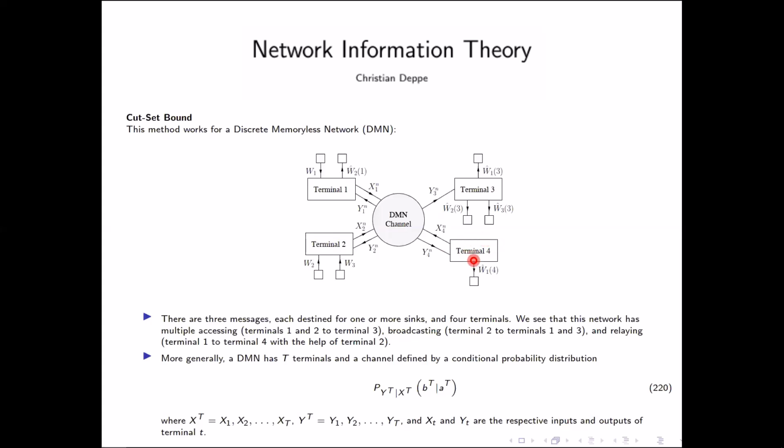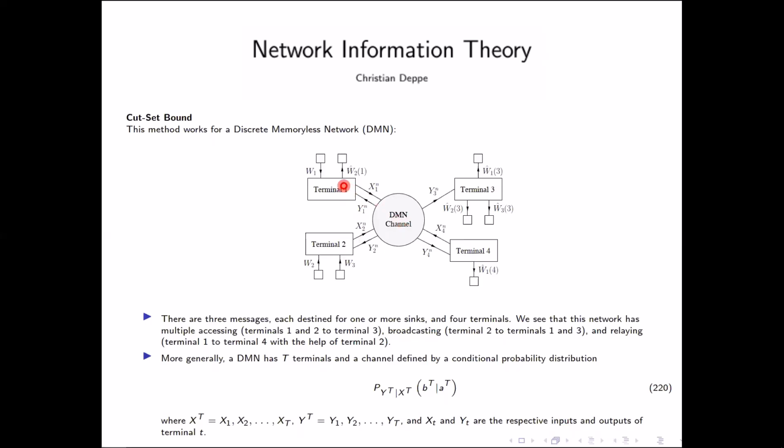Terminal 4 wants to estimate the message W1. It's a fourth estimate of W1. Terminal 3 wants to estimate also W1, W2, and W3. So each terminal could have an input from a source and want to get an output, and it is connected to a channel with the terminal from which it wants to have an estimate of its message.